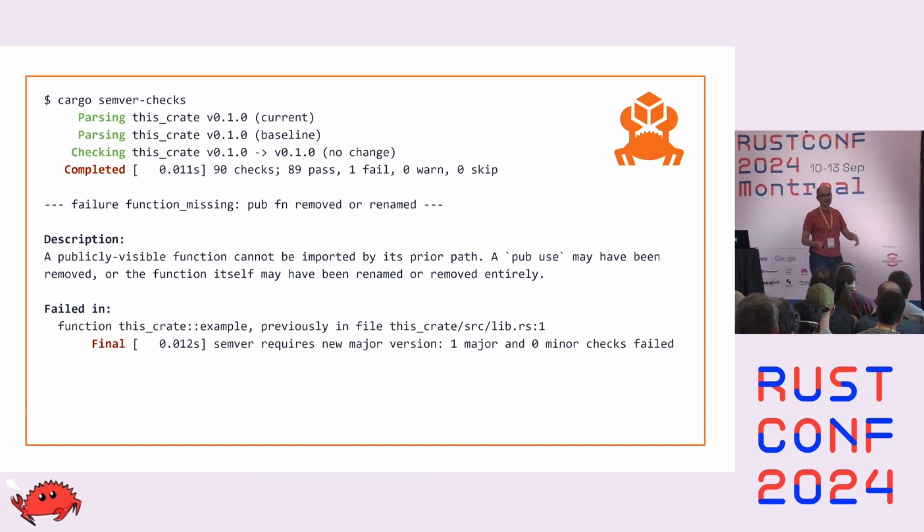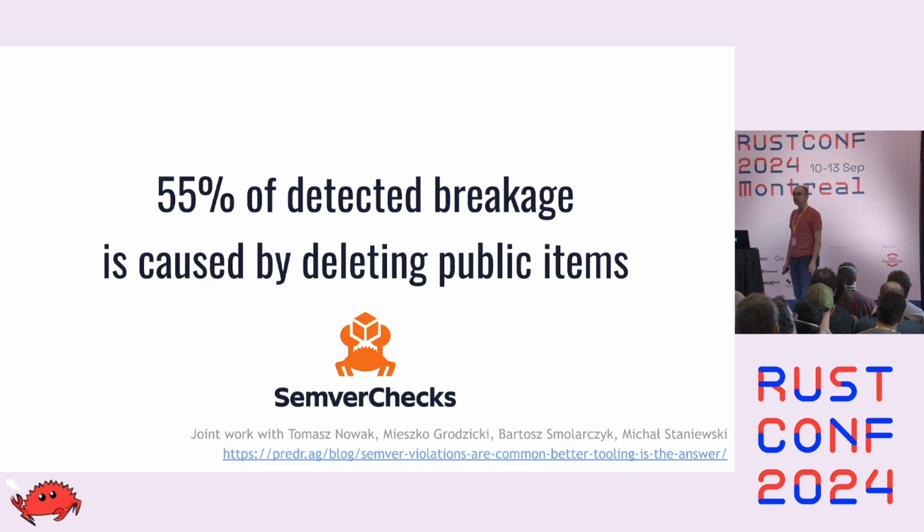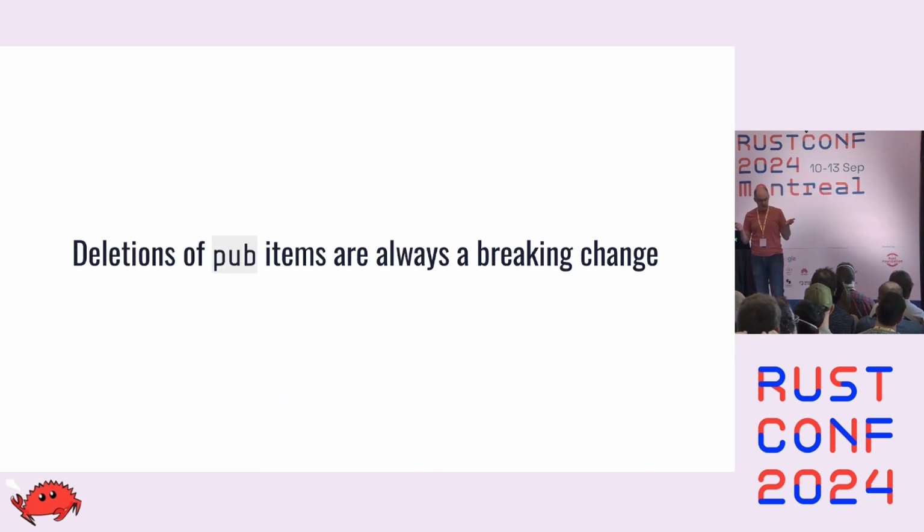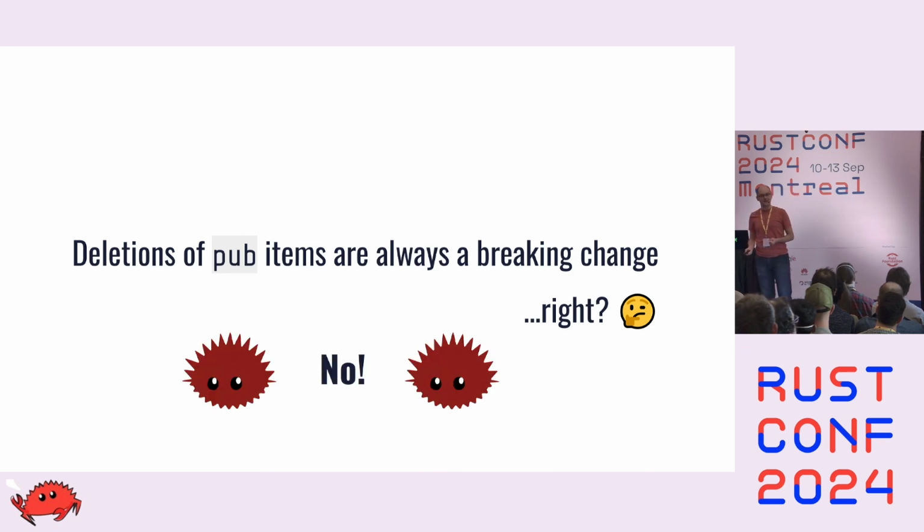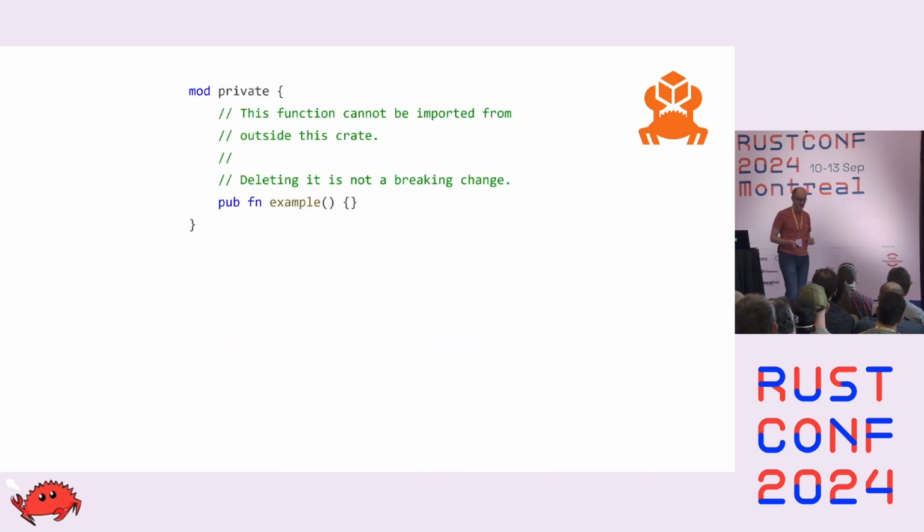And now you're probably thinking, I don't need a tool for this. This is super obvious. 55% of the breakage that we discovered was this kind of thing. A public item that used to exist in the API and then just disappeared without a major change. Now, you'll be surprised to hear this because obviously, a deletion of a public item is always a breaking change. So like, you'd clearly catch this every time, right? Well, as it turns out, that is not true. Here are a couple of examples.